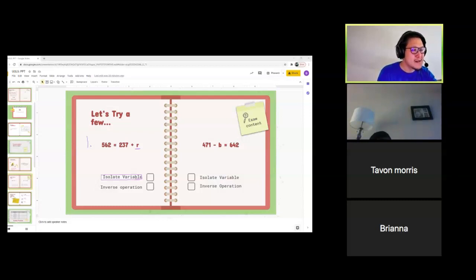Now, our second step is to use our inverse operation. Now, we're going to look at this plus sign. So when we think of inverse, we're thinking opposite. So what's the opposite of addition? Someone help me out. What's the opposite of addition? Feel free to unmute or type it in the chat. What's the opposite of addition?